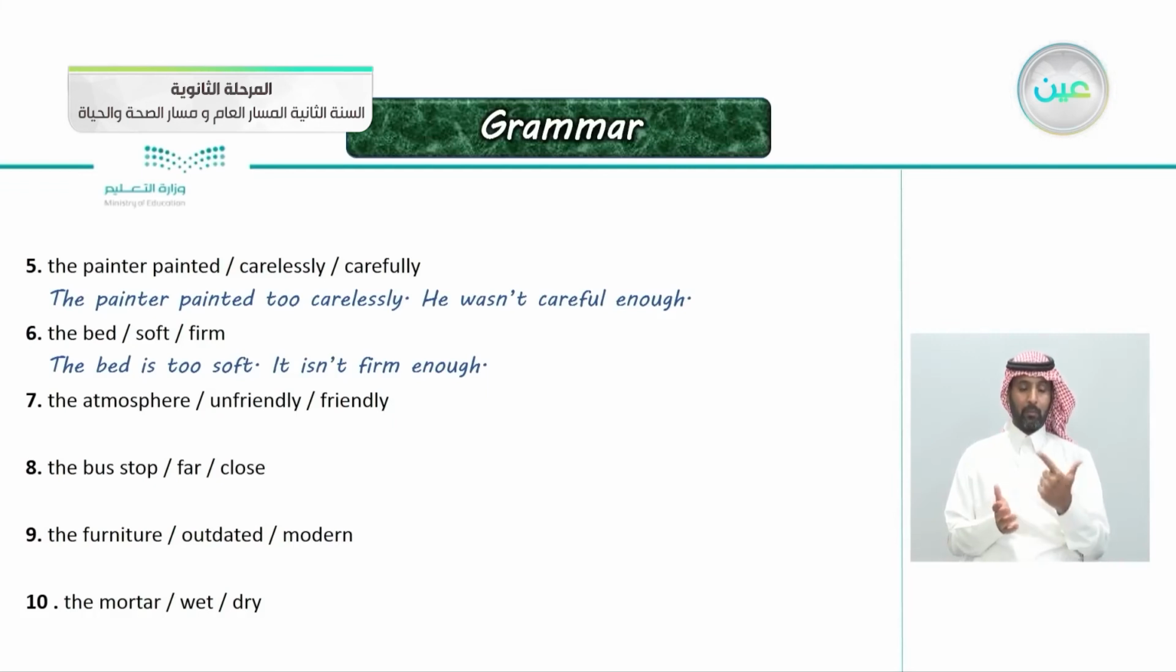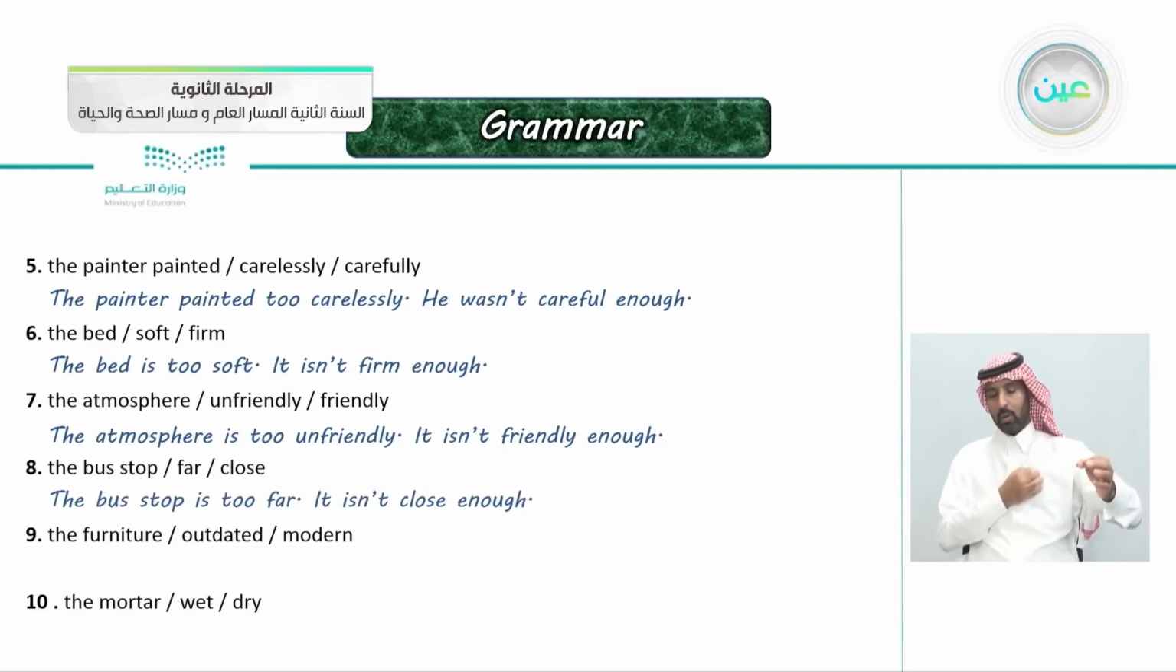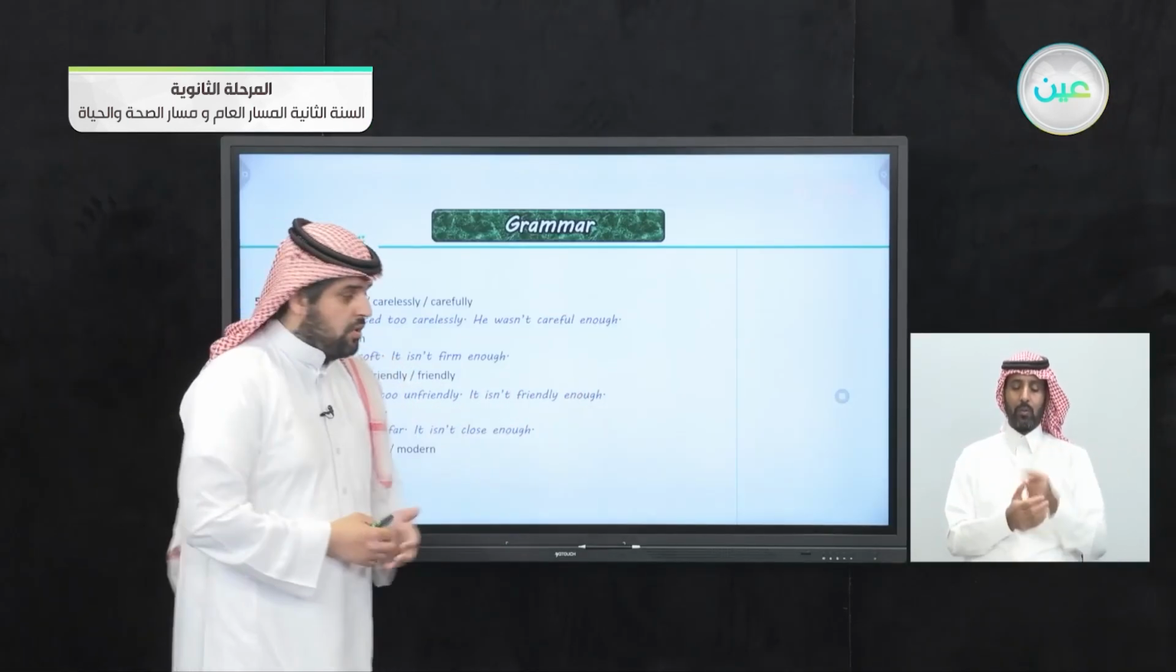Number 7, the atmosphere, unfriendly, friendly. So this is an easy one here. Very good. The atmosphere is too unfriendly. It isn't friendly enough. Number 8, the bus stop, far and close. So, yes, the bus stop is too far. It's not close enough to walk to.